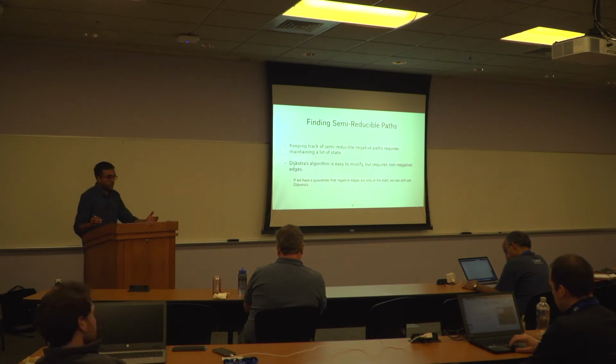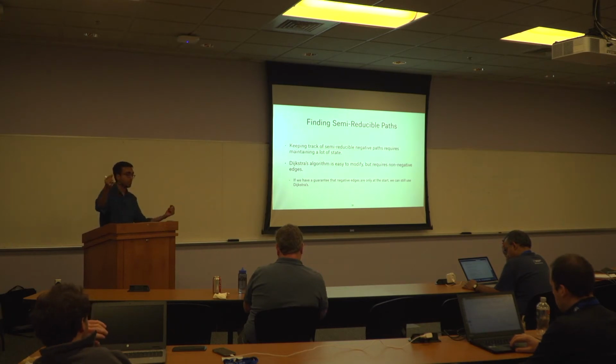So we want to find semi-reducible negative cycles. And how do you find a semi-reducible negative cycle? Well, the first thing that we want to do is sort of walk semi-reducible paths, right? If we think back to STNs, we said, hey, if we walk this path, we get these sort of nice derived constraints. We want to do the exact same thing, but now we're walking semi-reducible paths.